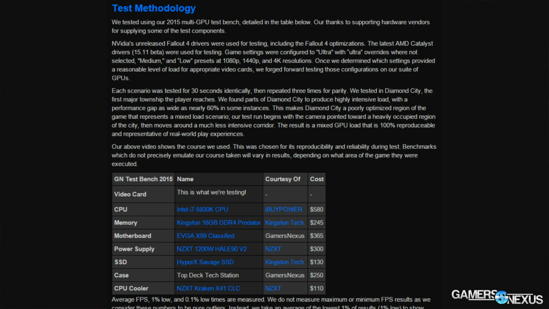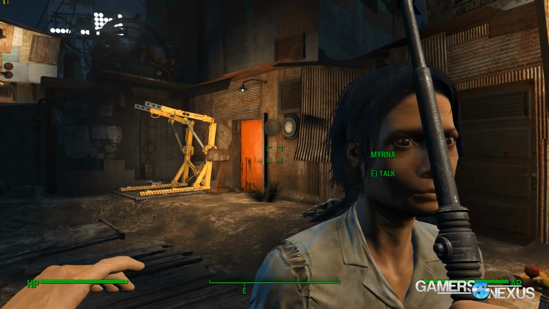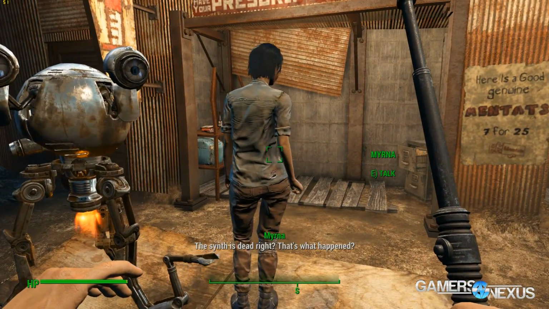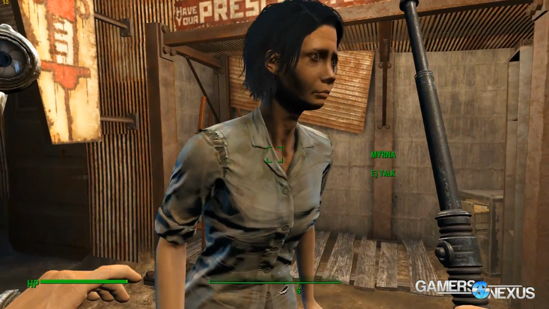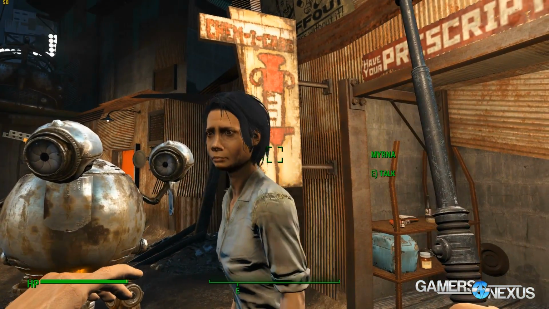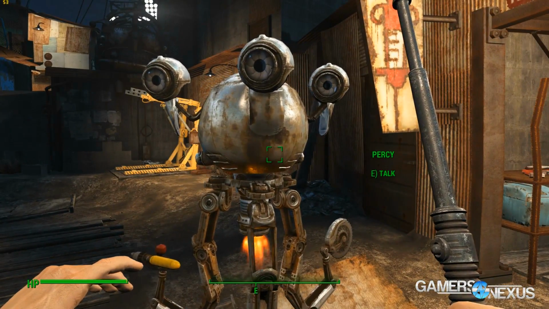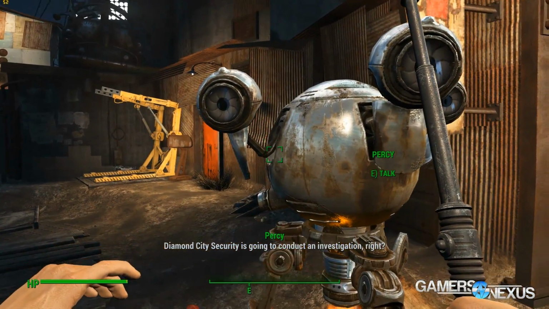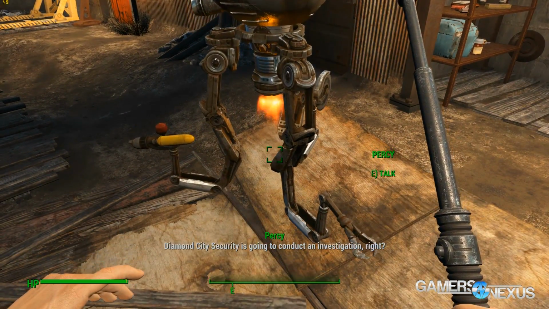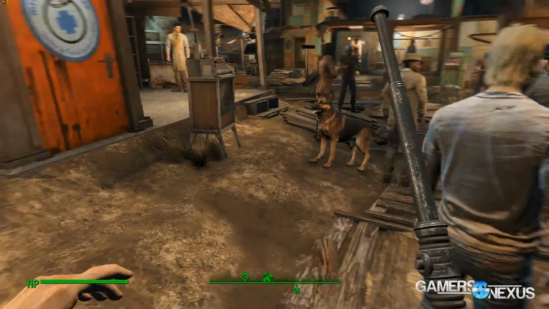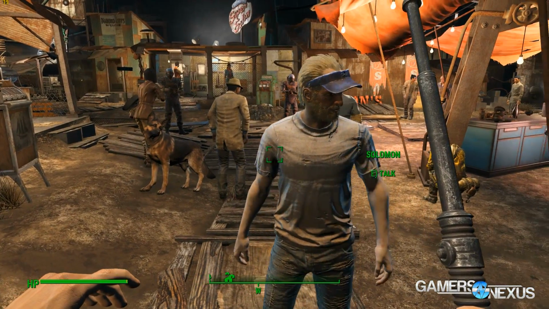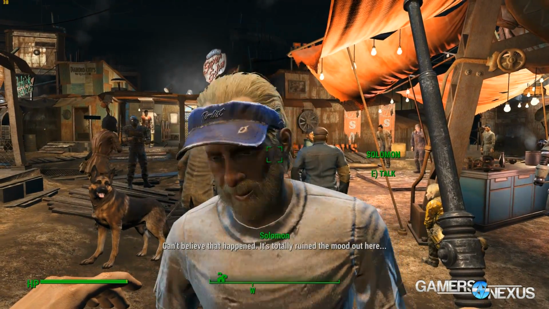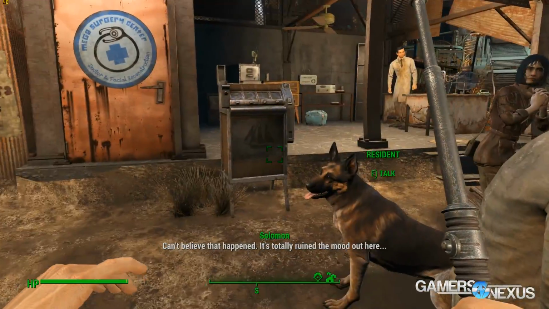A quick recap on the test methodology though. NVIDIA's unreleased Fallout 4 drivers were used for testing. Those drivers are now available, but they were unreleased at the time of testing, and those include Fallout 4 optimizations. The latest AMD Catalyst drivers, 15.11 beta, were used for testing, and game settings were configured to Ultra, with Ultra overrides were not selected. Medium and low presets were also run at 1080p, and then Ultra presets were run at 1080, 1440, and 4K resolutions.